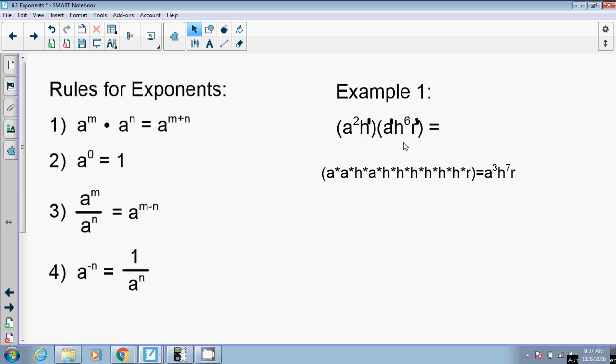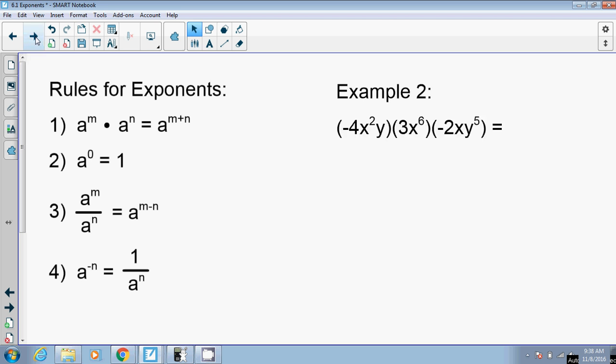H to the first and h to the 6th have a similar base of h, so all I'm going to do is add the exponents. 1 plus 6 becomes a 7, h to the 7th. And then r doesn't have any other similar base anywhere, so I just bring it down. So there's a few ways to approach these. Sometimes when you have big exponents like 6, you don't want to write them all out, so that's where these rules of exponents help. Alright, so let's look at a second example.